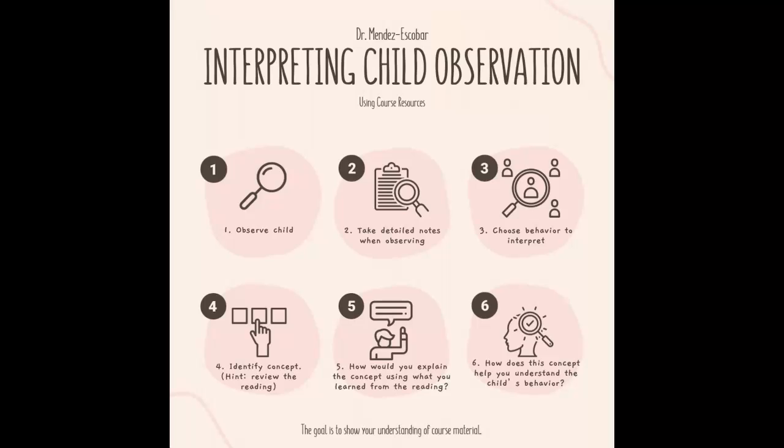Once you're done with these 2 steps, and this might take several times, you might observe the child multiple times, then we can begin to interpret. You always want to interpret bit by bit. So steps 3, 4, 5, and 6 are going to focus on just a small aspect of the observation. If your assignment asks you to observe, say, across different developmental domains, then you're going to choose different behaviors to interpret. So for the sake of this video, we're going to focus just on one snapshot.